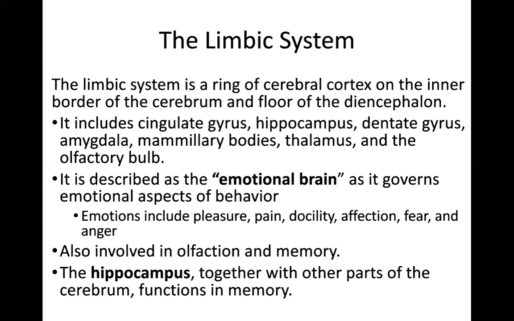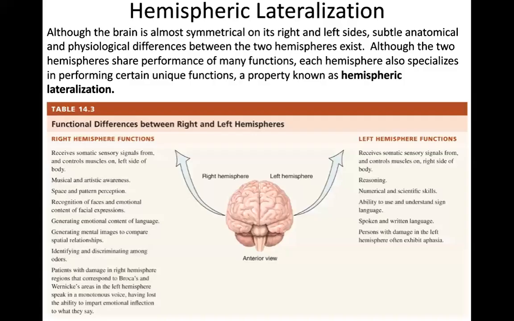Your limbic system is also involved with olfaction, once again, smell, and memory, specifically because it's involved with the hippocampus, an important memory center, and other parts of the cerebrum, which includes the thalamus that I mentioned earlier. Okay, we've already talked about right brain, left brain stuff. That stuff is collectively called hemispheric lateralization.